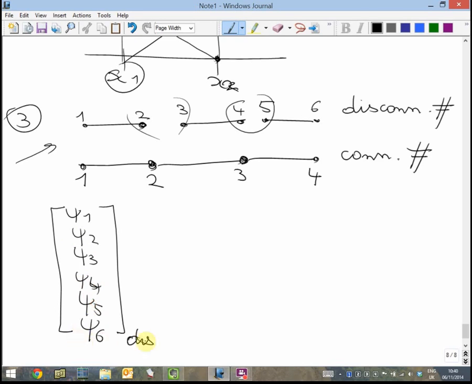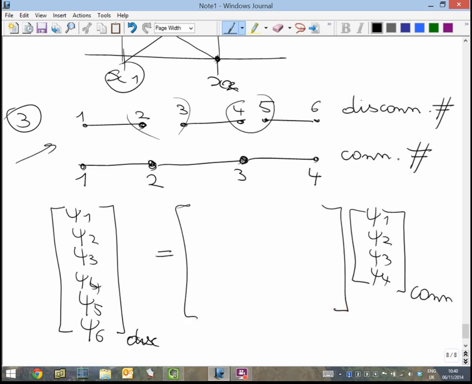Let's put a disconnected suffix here to draw the attention to that. And we want to relate them somehow to other coefficients which are in the connected numbering scheme. So what's the relationship between this connected numbering scheme and this disconnected numbering scheme?